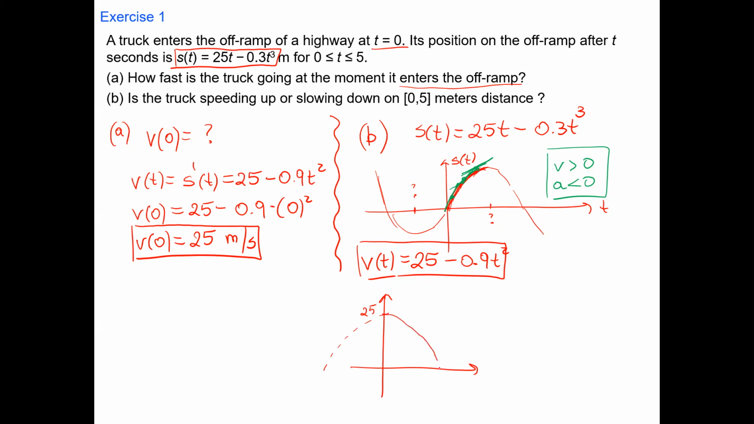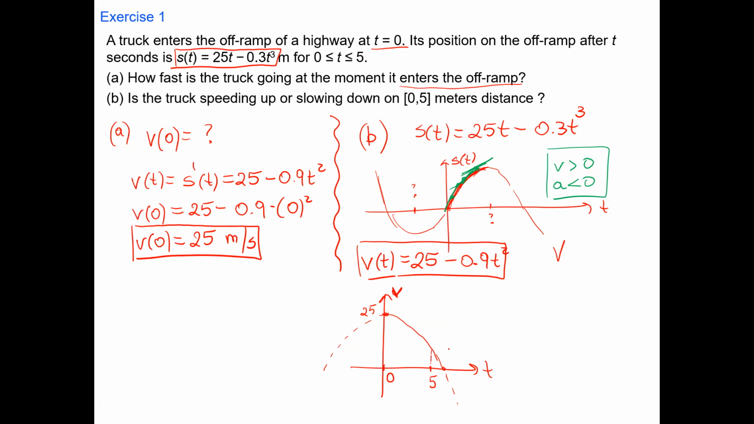We will have some x-intercept, but we're not interested in it here. That's the velocity. We have to figure out where 5 is, because we're looking at the interval between 0 and 5. I would say 5 is somewhere here.